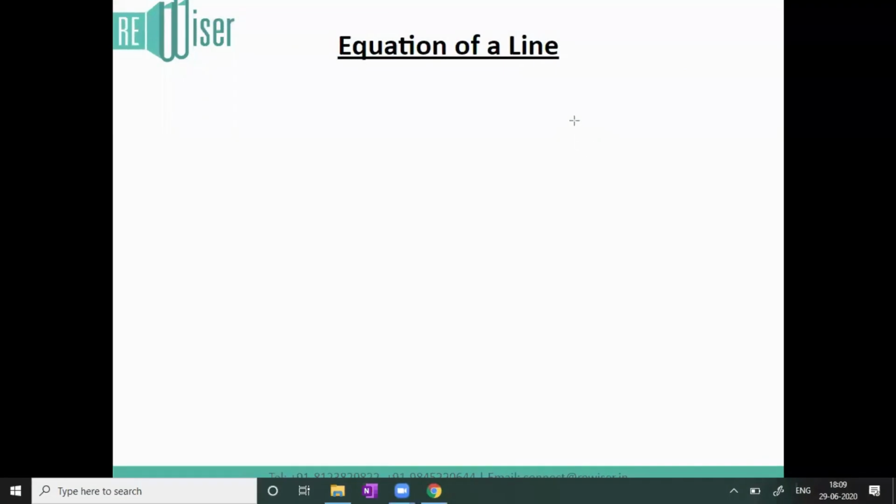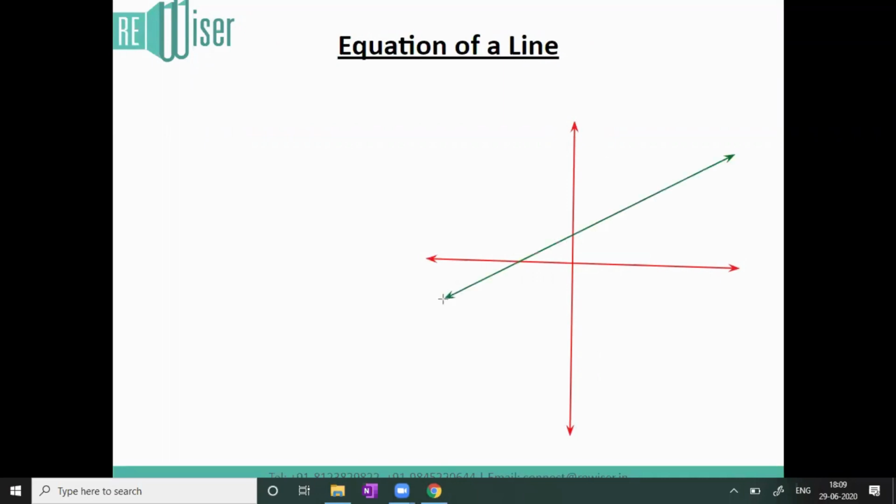Let us consider that on my xy plane, I have a straight line. So let this be my straight line. How can I express this straight line as an equation? A straight line can be expressed as a linear equation. Whenever you have any linear equation and you plot it on your xy plane, it always gives you a straight line. Let us say a point it passes through is x comma y.